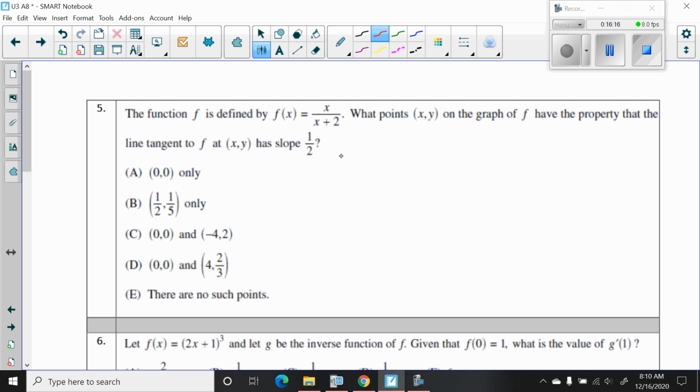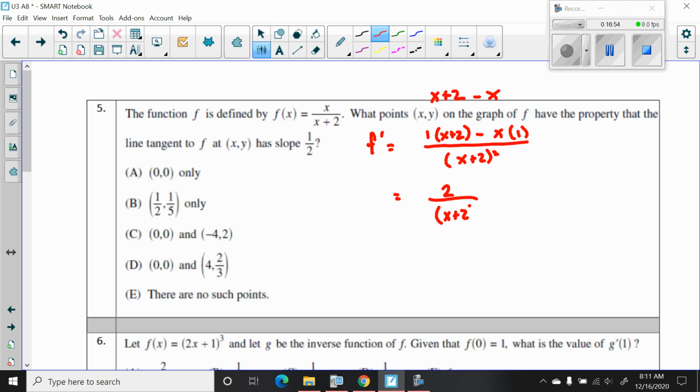All right, the function f is defined by this. At what points do we have the property that the line tangent has a slope of 1/2? So we're going to set the derivative equal to 1/2, and that's a quotient rule. So f prime will be equal to the derivative of the top, 1 times x plus 2 the way that it is, minus x, the derivative of the bottom is 1, all over the denominator squared, x plus 2 squared. Let's simplify the numerator. So we'd get 1 times x plus 2 is x plus 2 minus x. So we just have 2 over x plus 2 squared.